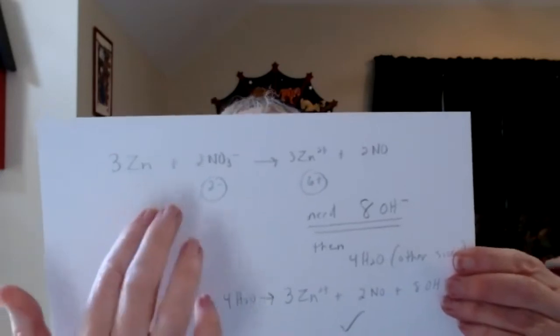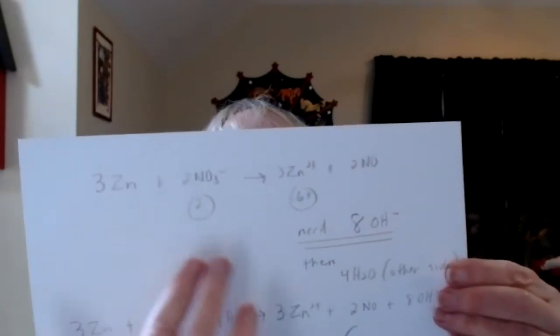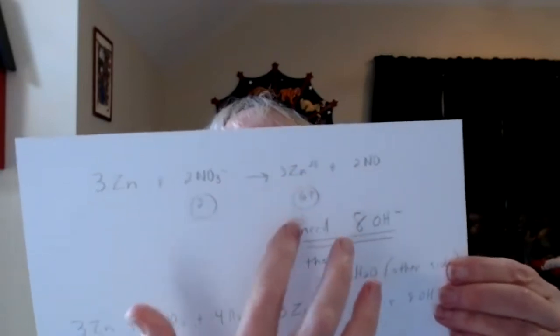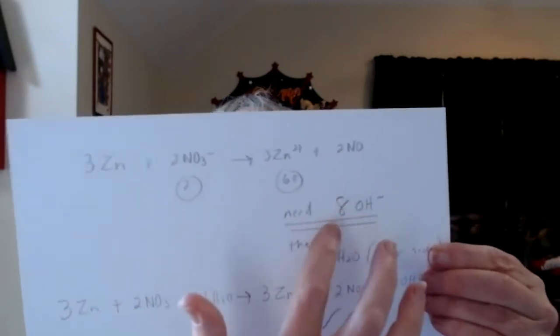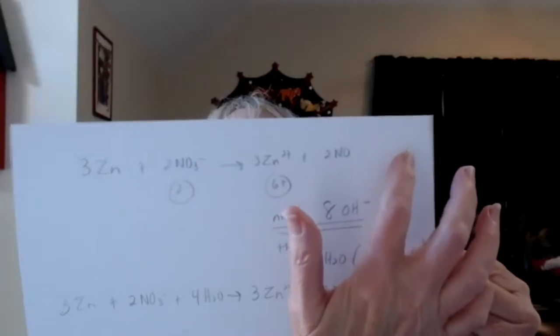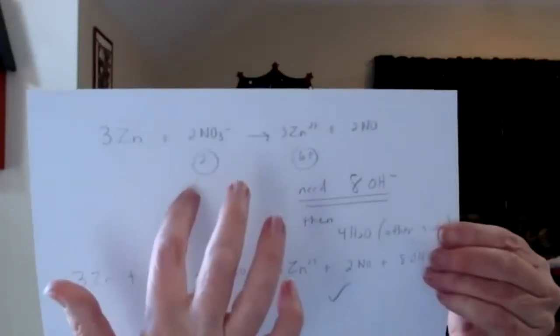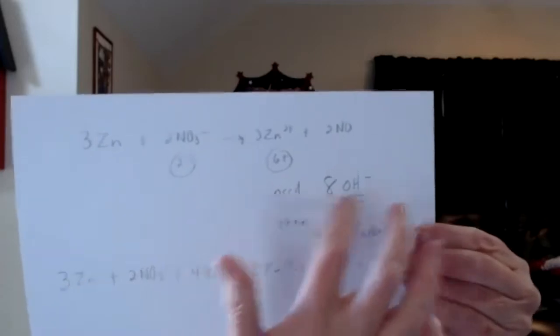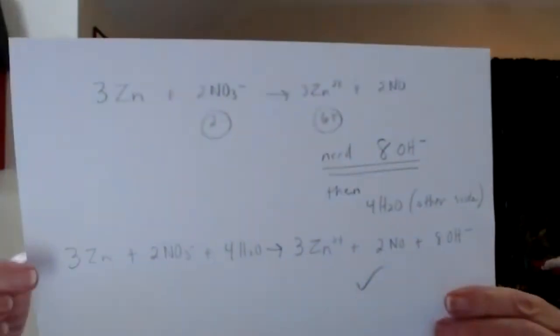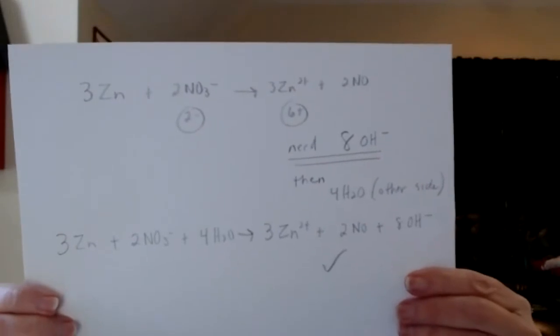The problem is I've got 2 negatives here. And how many positives is that? 6 positives? I need to add 8 hydroxides here to get it to match that. And then once I add the 8 hydroxides, I'm going to add the 4 waters. So I just did the change method on the same reaction that I spent 4 sheets on the half reaction method. You guys just pick a method that you're comfortable with and just do them that way.